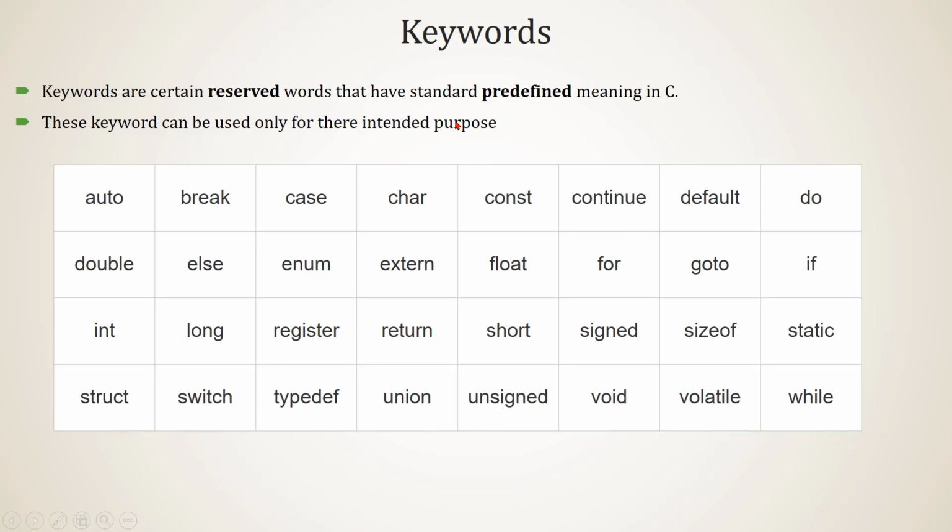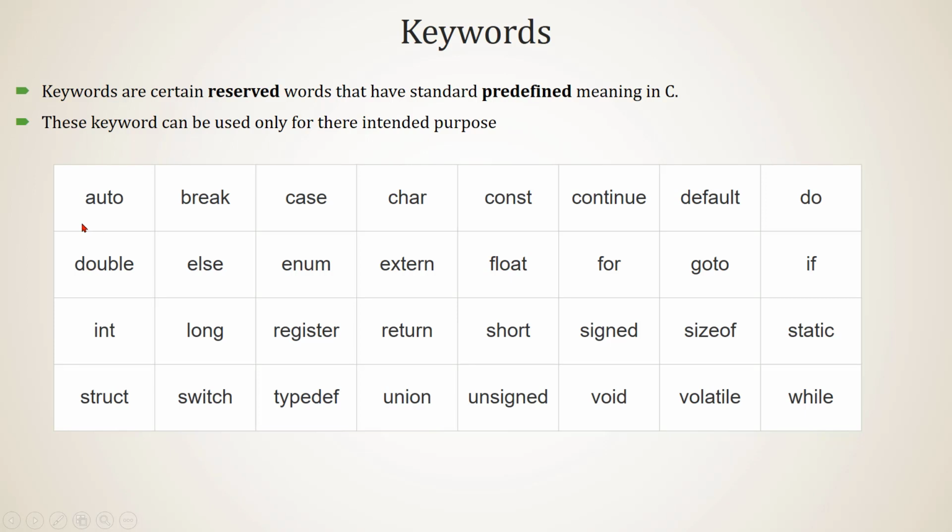So if I write the word for, F-O-R, it has a meaning. If I write if, it has a meaning. If I write while in English, it has a meaning. So there is a large collection of predefined words in the English language. Similarly, in C language also we have some predefined words. Those are called keywords. But in our C language we have only 32 keywords. Those 32 keywords are listed here: auto, break, case, char, const, continue, default, etc.